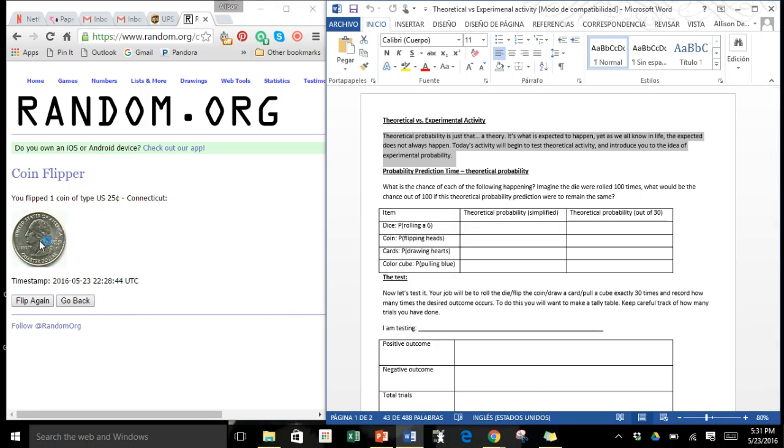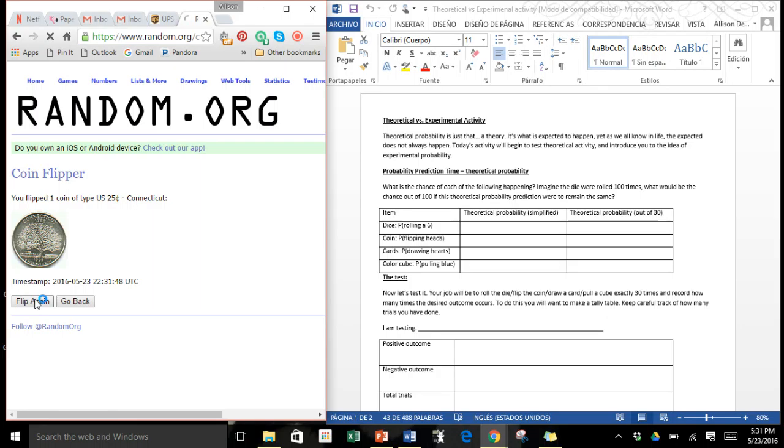So, for example, take a coin. If I were to flip a coin, I expect with a 50-50 probability that I will get a head or a tail. Oh, I got head, tail, tail, tail. That's not what I expect to happen. That's known as the experimental probability. So, theoretical probability is where we make a prediction based on the things that could happen.